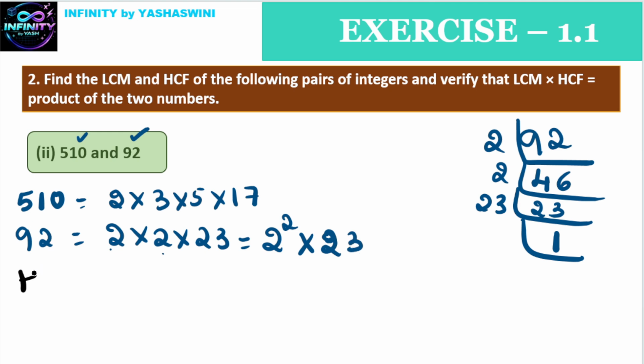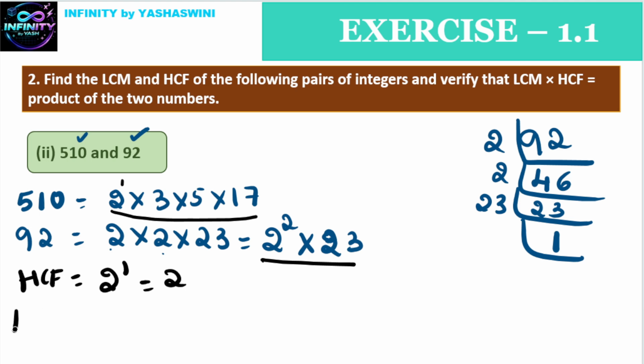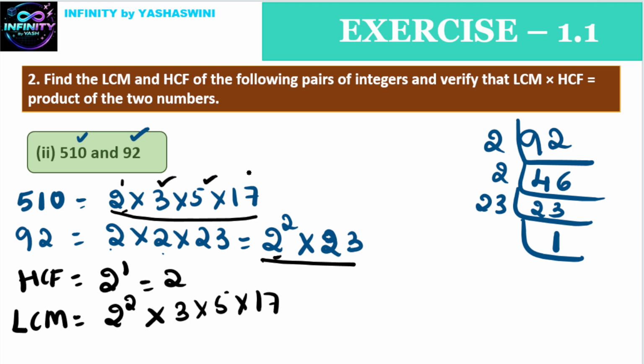Now what is HCF? Common factor with smallest power. Among these two, which is common? Only 2 is common, but here 2 is having the power 2 and here 1. So we have to consider always the smallest power. So 2 power 1 is nothing but 2. 2 is the HCF. Now LCM. LCM is all factors with greatest power. So in 2, which is the greatest power? 2 square, then 3 times 5 times 17, then 23.